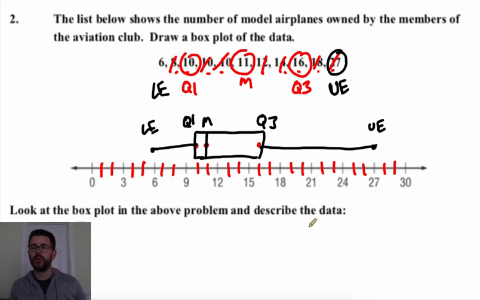So here's what it's looking for. It wants you to look at the sizes of the different spots. Remember we said each of these was 25% of the data. Now, do they all look like they're the same size? No. Some are big, some are little, but here's the whole key to a box plot.